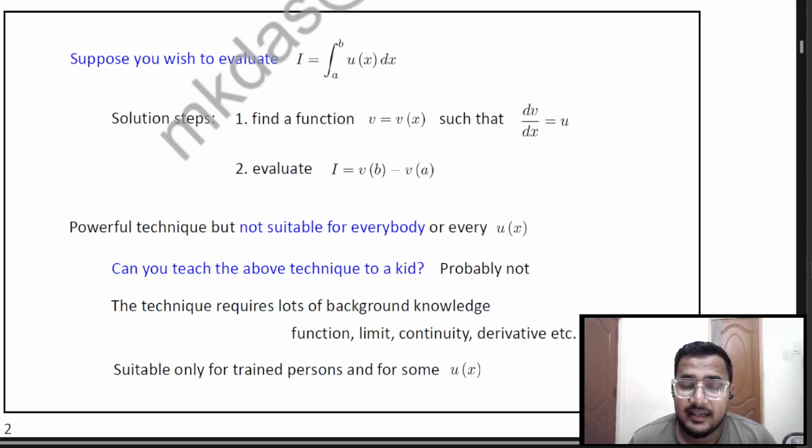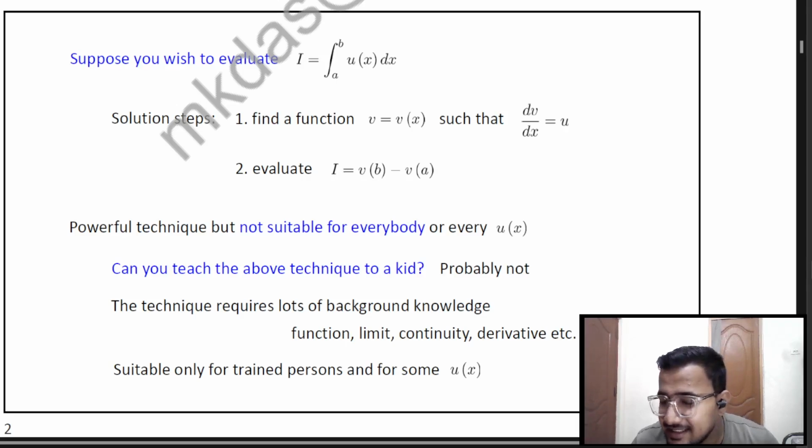If we are able to find that v such that the differentiation of v is equal to u, which we put in the integration, then we can easily evaluate I is equal to v(b) minus v(a). That is, the value of v when b is put in place of x, minus the value of v when a is put in place of x. That's the way we can find the value of I.